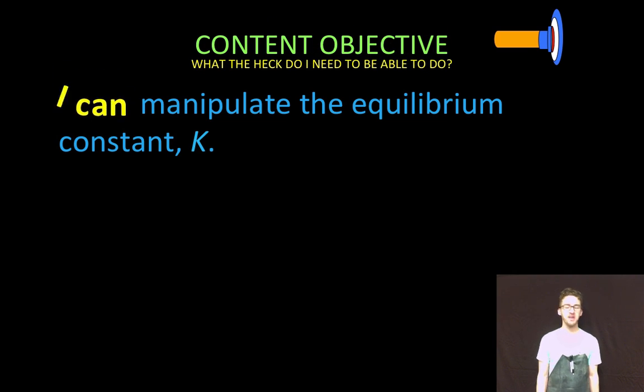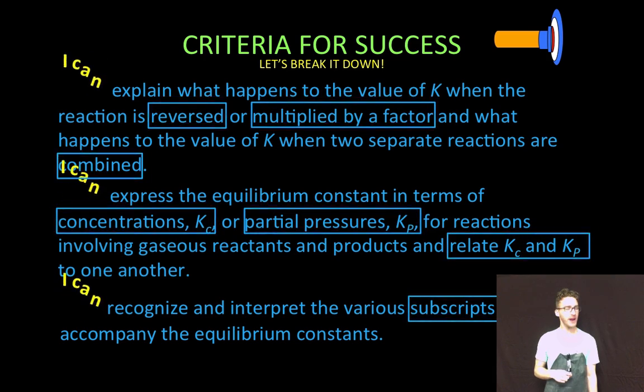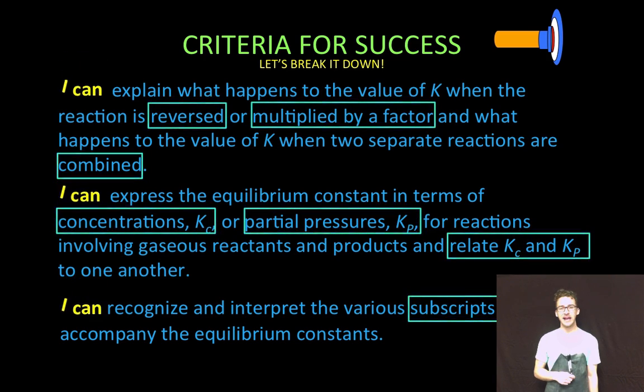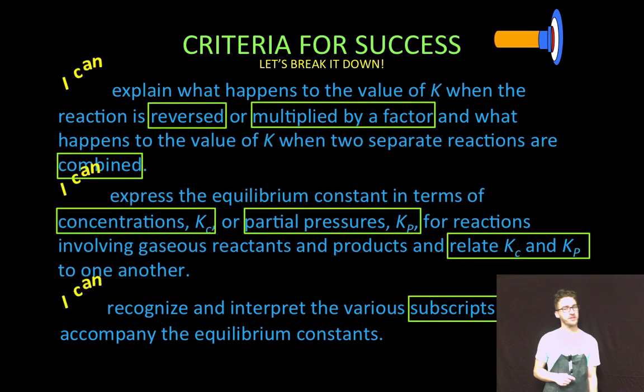We are going to manipulate the equilibrium constant K, breaking it down. 1. We are going to explain what happens to the value of K when the reaction is reversed or multiplied by a factor, and what happens to the value of K when two separate reactions are combined.